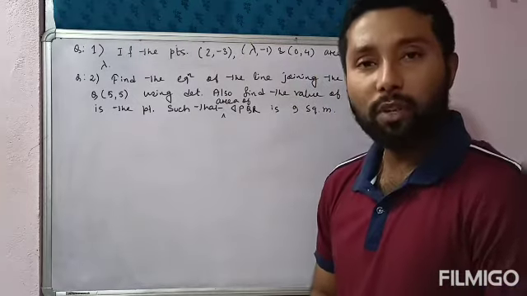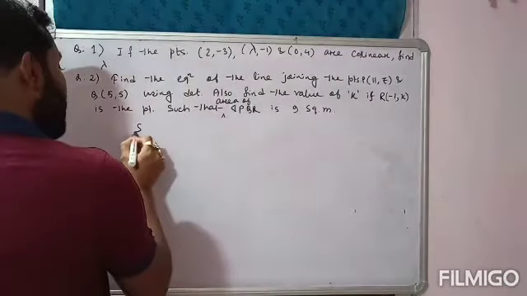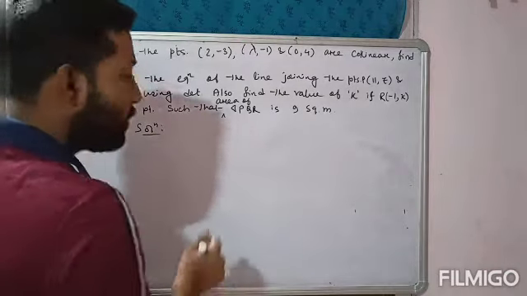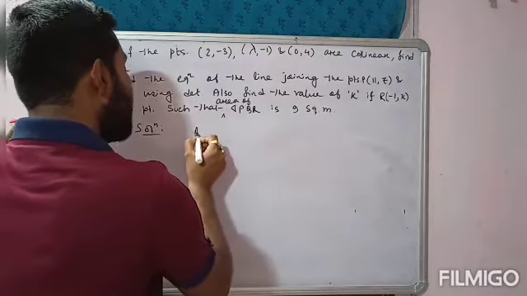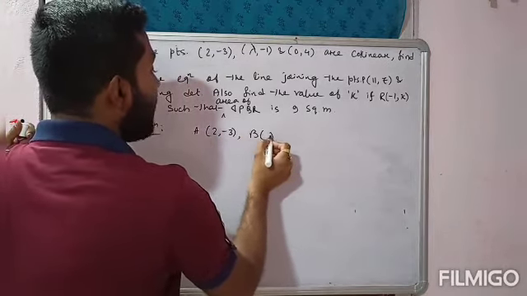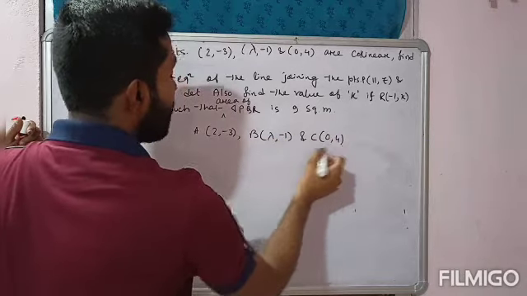What is the condition of collinearity? Collinear means the area of the triangle is equal to 0. So let the 3 points be A (2, -3), B (lambda, -1) and C (0, 4).